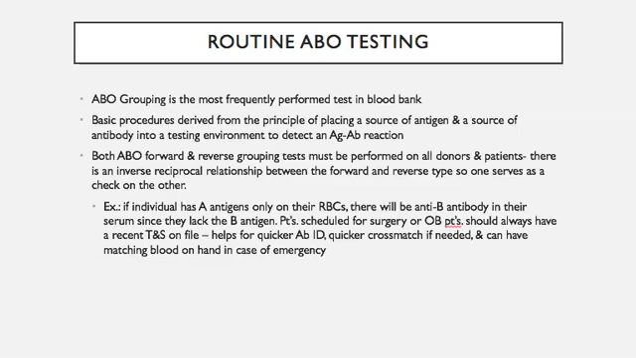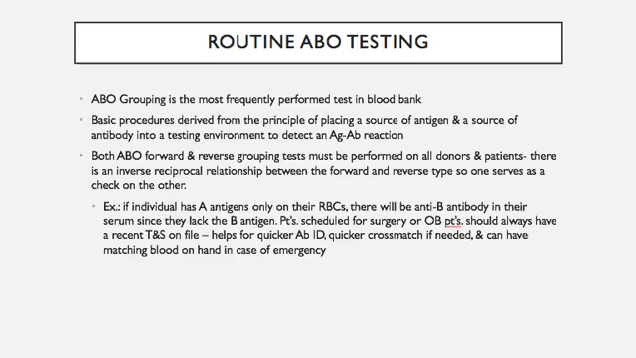These basic procedures in immunohematology are derived from the principle of placing a source of antigen and a source of antibody into a testing environment to detect an antigen-antibody reaction. Both ABO forward and reverse grouping tests have to be performed on all donors and patients. There's always an inverse reciprocal relationship between the forward and reverse types, so one serves as a check on the other.